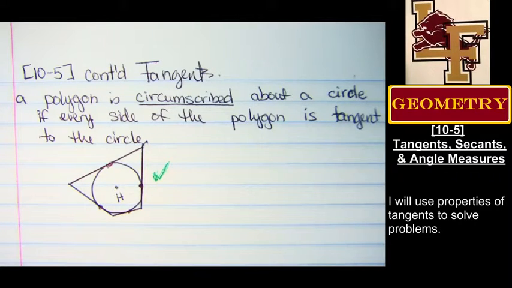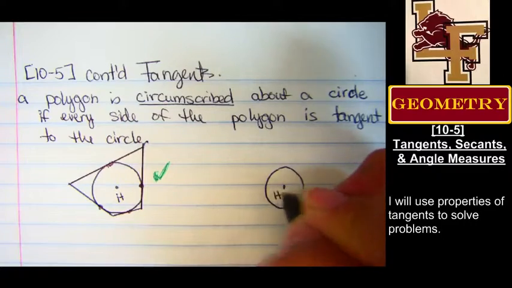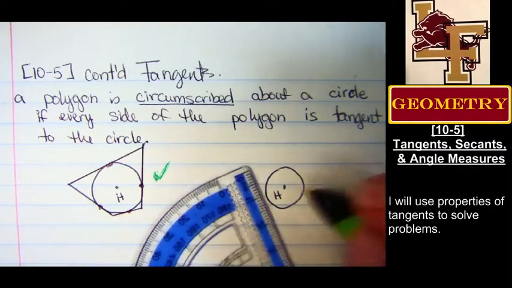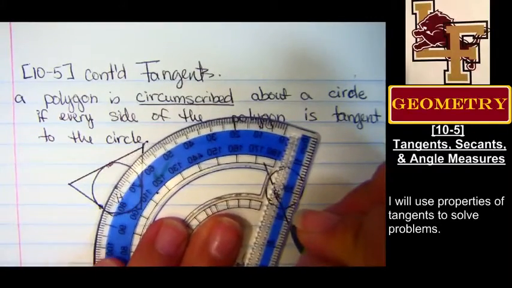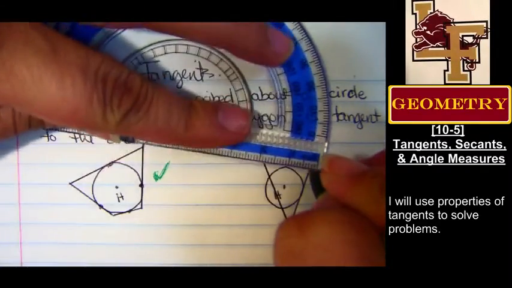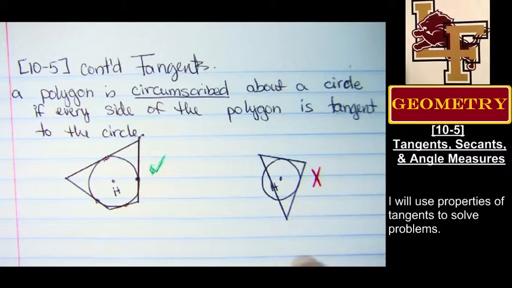I'm gonna draw a non-example, just so that you can see what it looks like when it's not tangent, okay? You see how the one on the right, one of the sides of my polygon goes through the circle? Yeah, it's not circumscribed, okay?